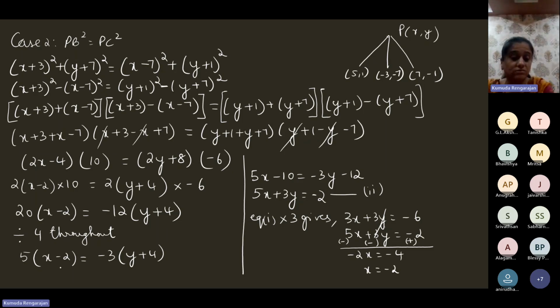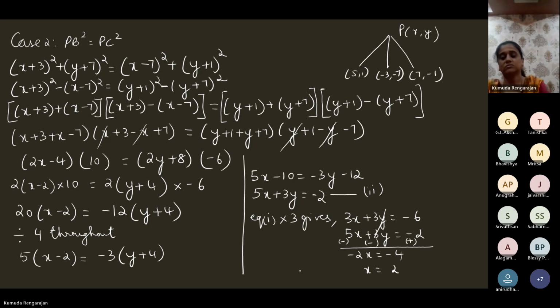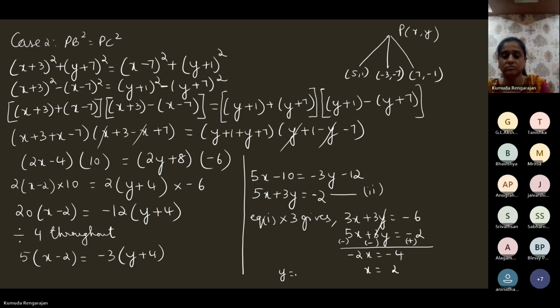X is equal to 2. So when you substitute, you'll get y is equal to -4. So the point is 2 comma -4. Therefore, the required point is 2 comma -4.